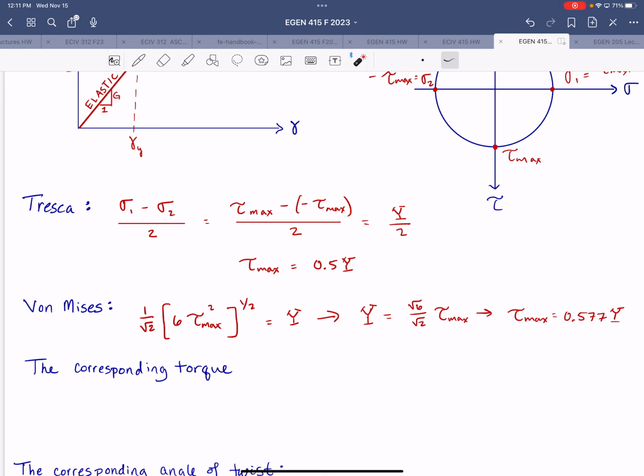So here's another scenario, the case of pure torsion on a circular shaft, or I guess it doesn't really matter in this case, the shape of the shaft. But for the case of pure torsion, we get different values for defining failure according to these two approaches.